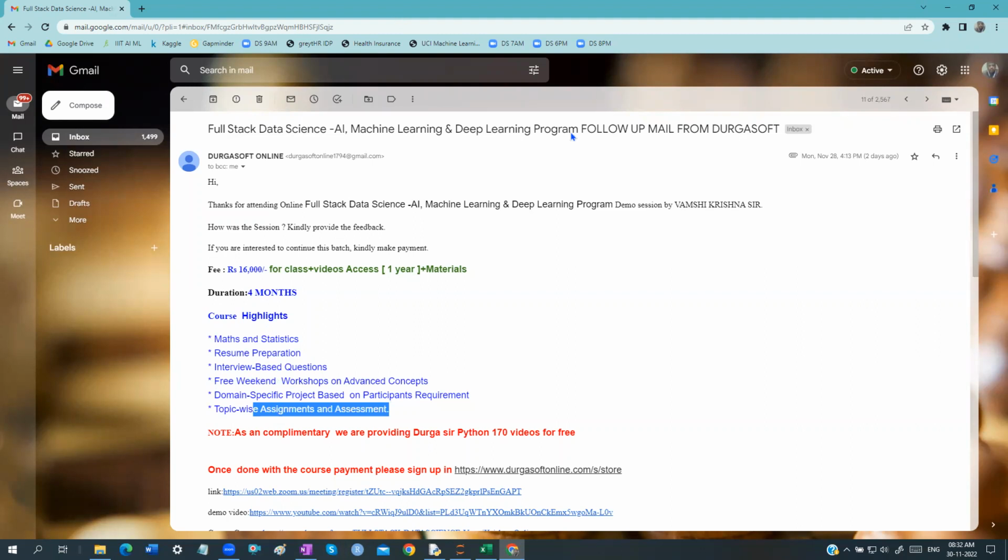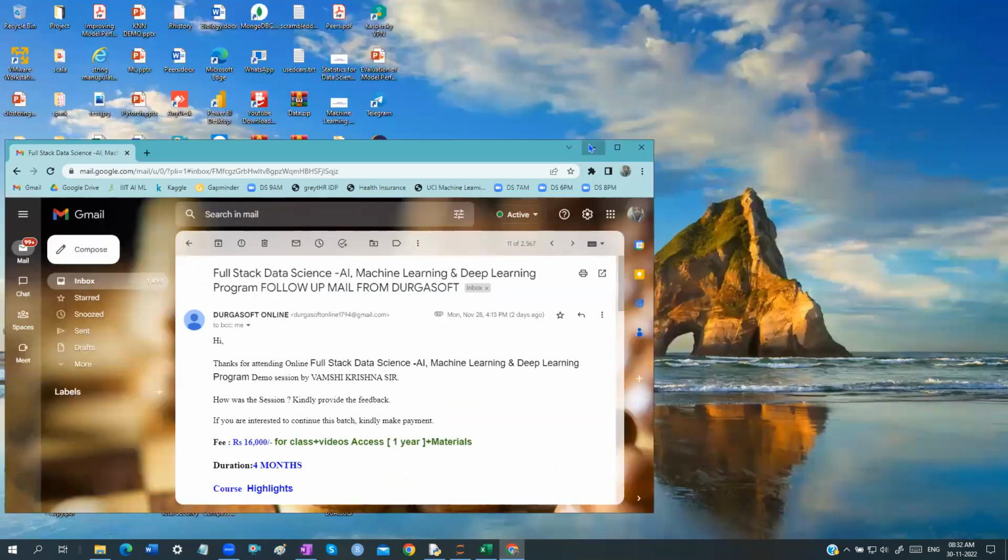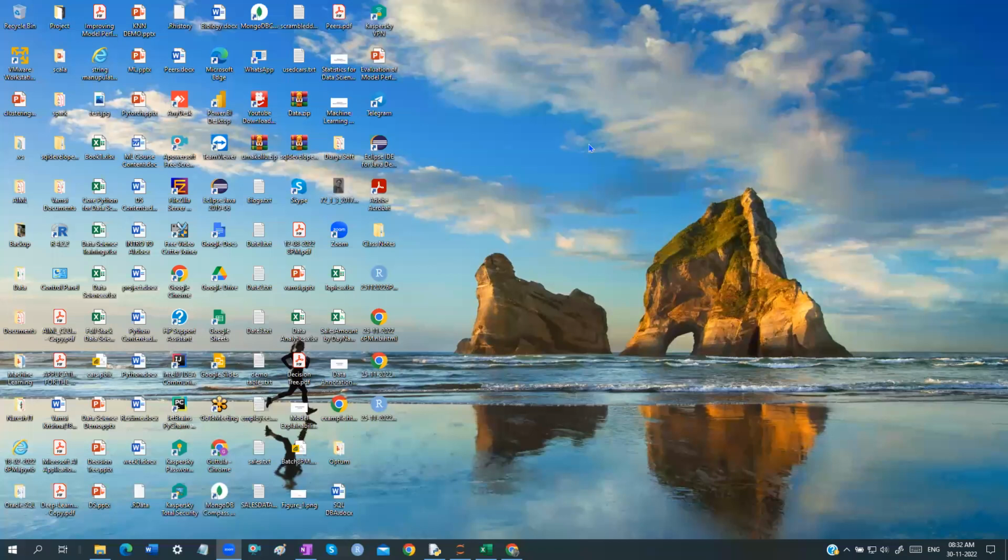Regarding the placement scenario, are you asking about the current market trend or about placement assistance from DurgaSoft? Placement assistance will be given from my side: interview points, FAQs, resume preparation. It is not a placement guarantee. It's placement assistance that will be given to you.